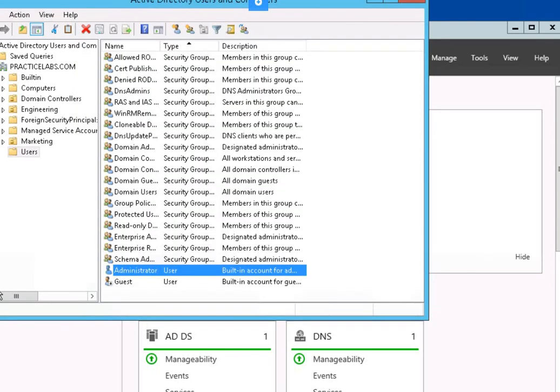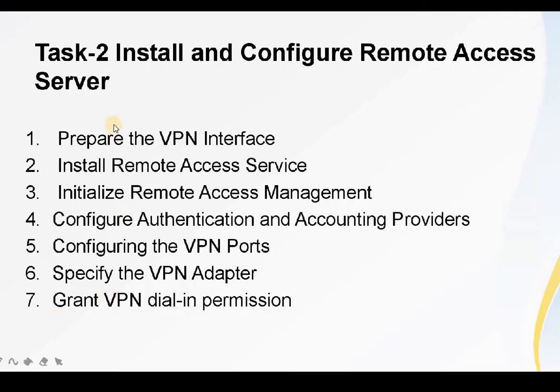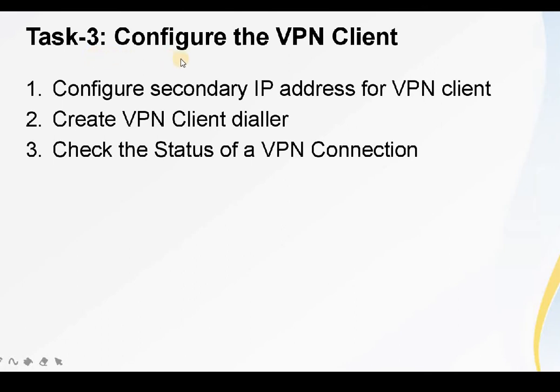So now we have successfully done task 2. So we will see the next task. The task 3, configure the VPN clients. Under task 3, we're going to perform how to configure a secondary IP address for the VPN client.